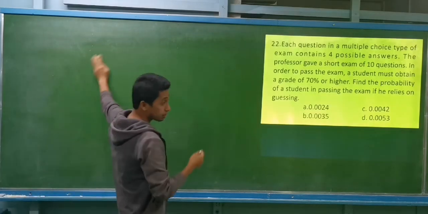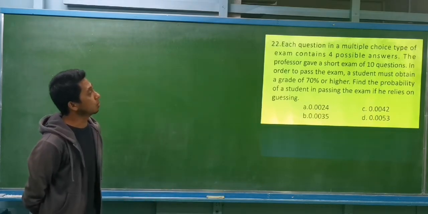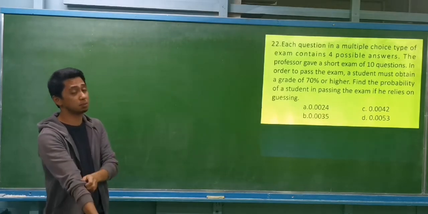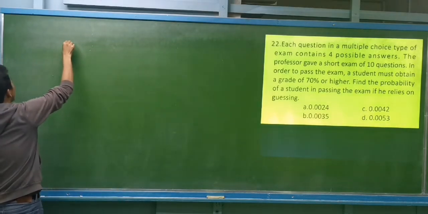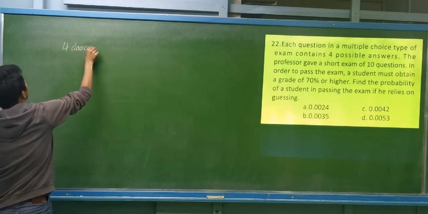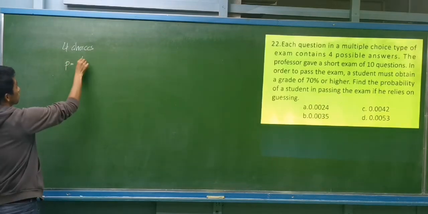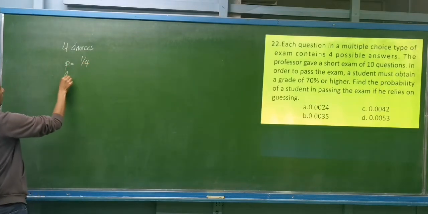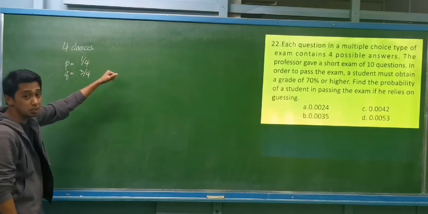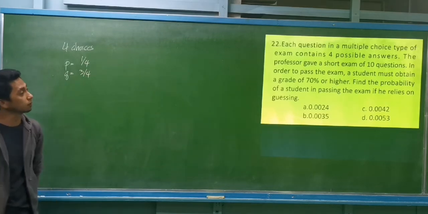Tayo sa number 22. Sabi niya, each question in a multiple choice type of exam contains 4 possible answers. Kung merong 4 choices, parang A, B, C, D, yung probability na tama yung sagot mo is obviously 1/4. Yung probability naman na mali ka is 3/4. Diba? Kapag A, B, C, D, probability na tama is 1/4, probability na mali is 3/4.